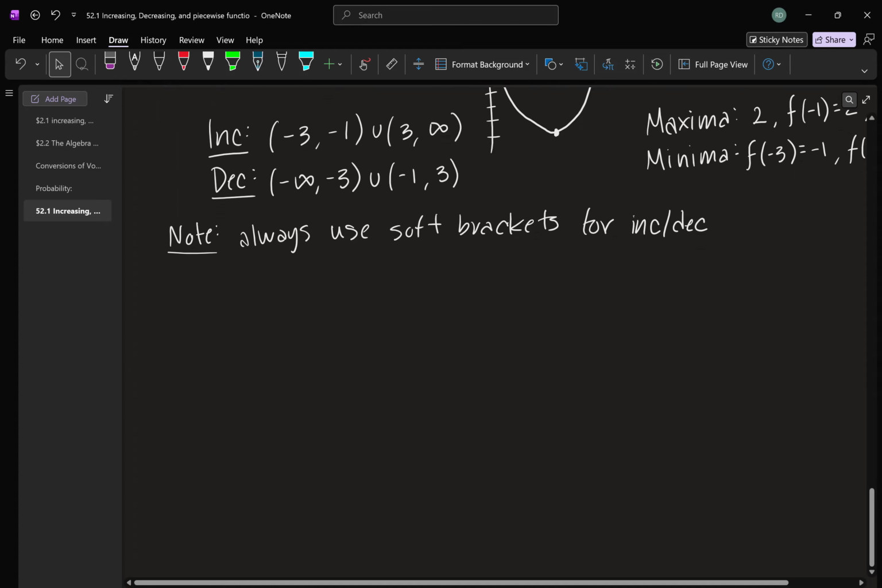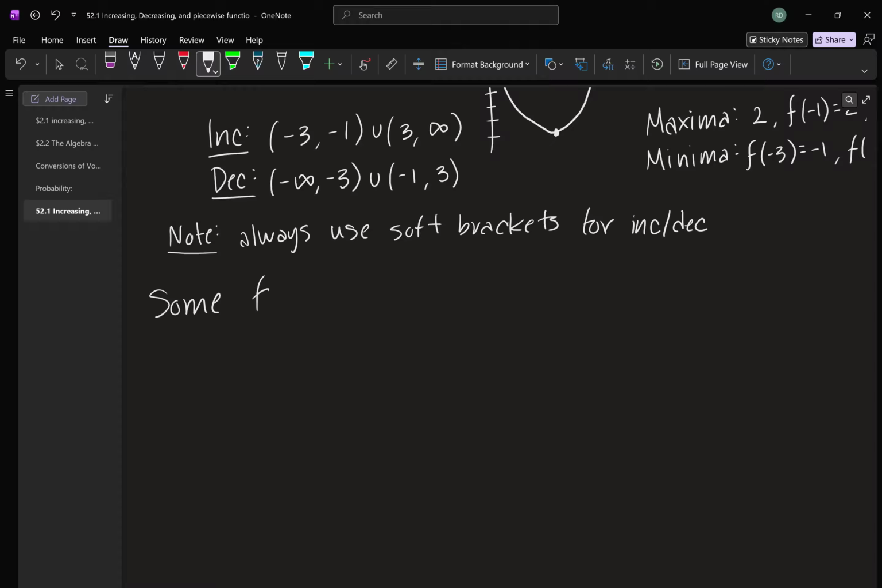We will do a little bit more practice with these, but we're going to move on to talking about piecewise functions. Some functions are defined piecewise, using different output formulas for different parts of the domain.